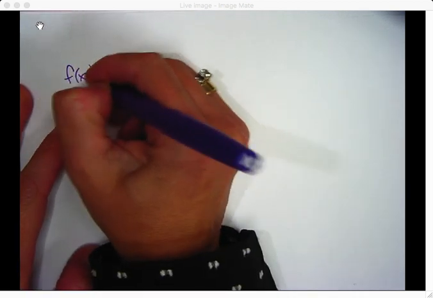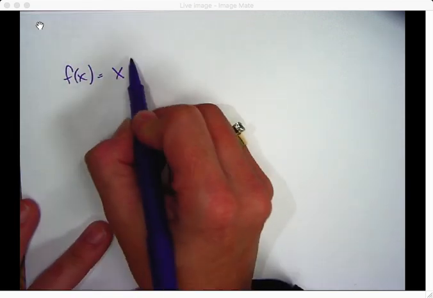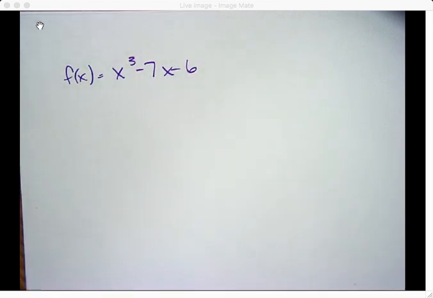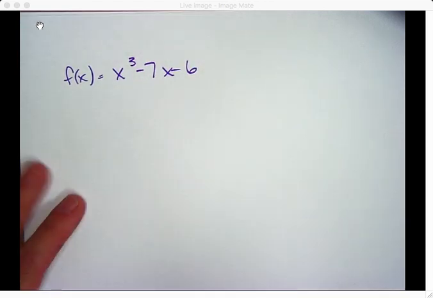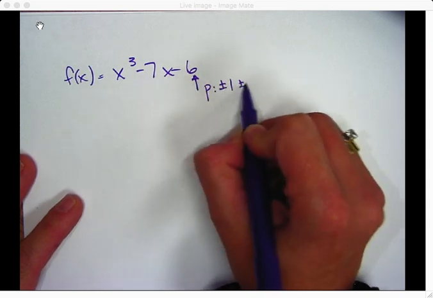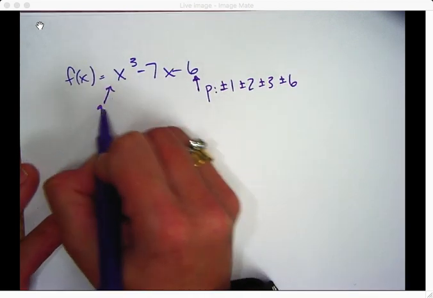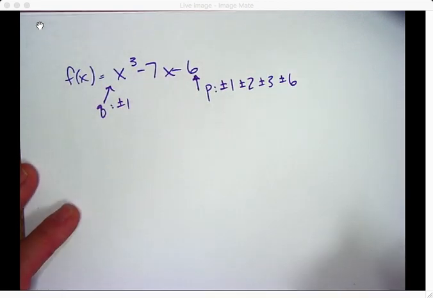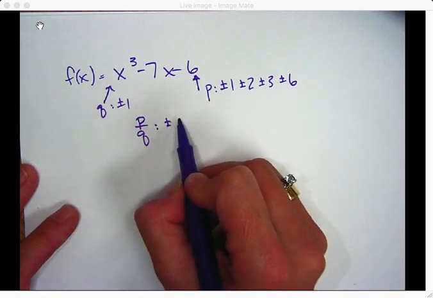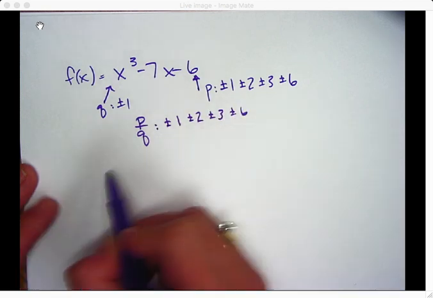All right, and then the last one, I want to make sure you have one that doesn't necessarily group: x cubed minus 7x minus 6. Also, I want you to see p's and q's that aren't all quite so easy. Here, factors of p are plus or minus 1, plus or minus 2, plus or minus 3, and plus or minus 6. The factors of q are plus or minus 1. So we have to account for all of those possibilities, plus or minus 1, plus or minus 2, plus or minus 3, plus or minus 6.